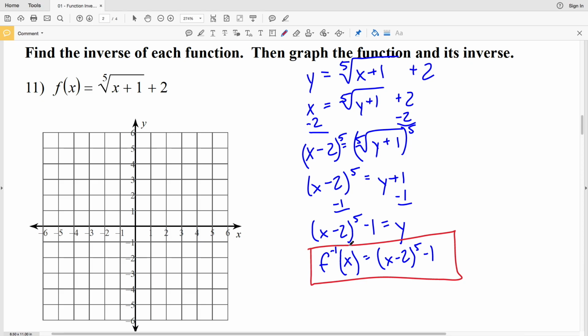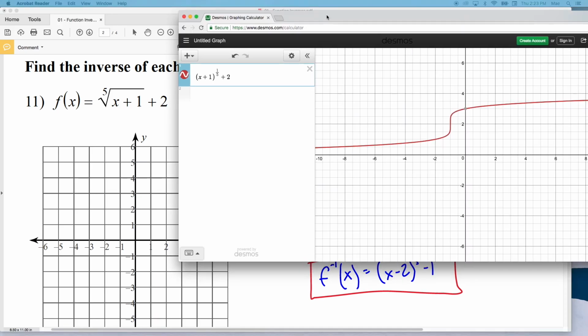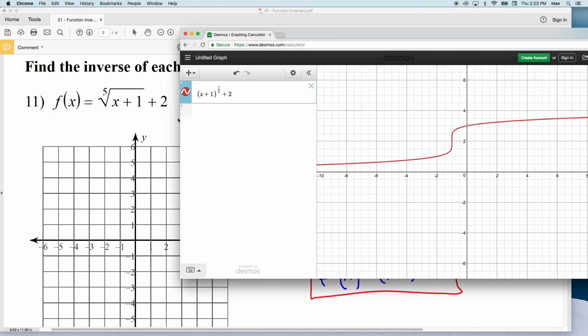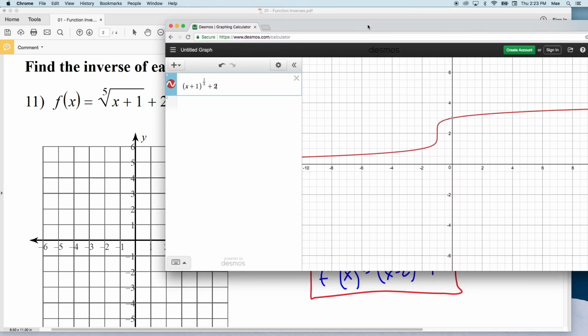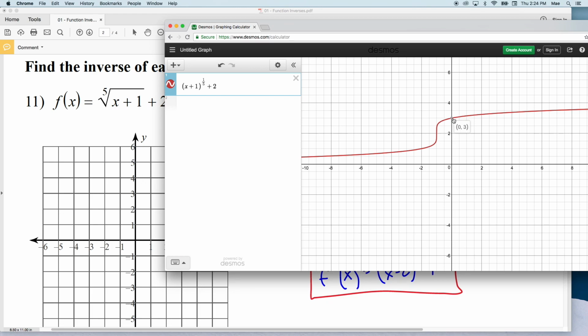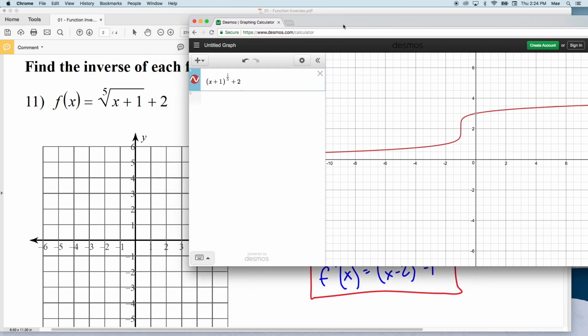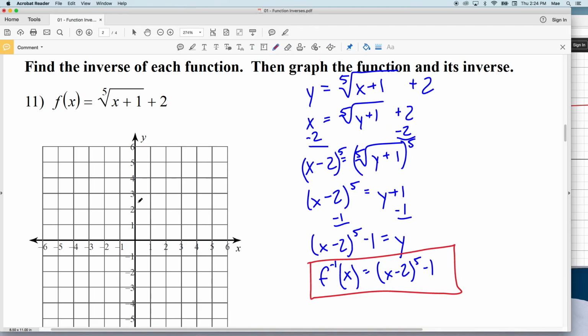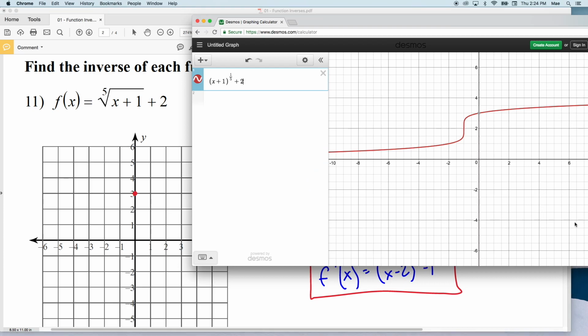Now we need to graph each of them. Let's start by graphing the function. Now we can use a t-table, or we can use a graphing calculator to help us find those values. I'm going to go ahead and use a graphing calculator just to make this a little easier on myself. So here we have our original function, the fifth root of (x plus 1) plus 2. So you can see when we're at 0 in the x, we're at 3 in the y. So I'll graph that point, 0 in the x, 3 in the y. Then you can see our graph takes a turn. So when we're at negative 1, we're at positive 2.